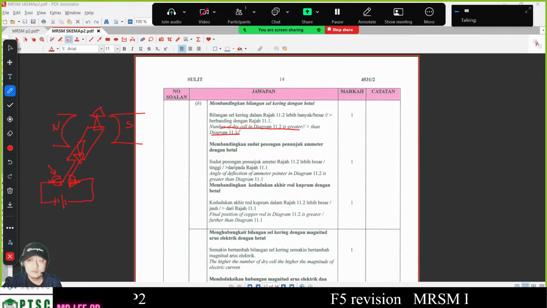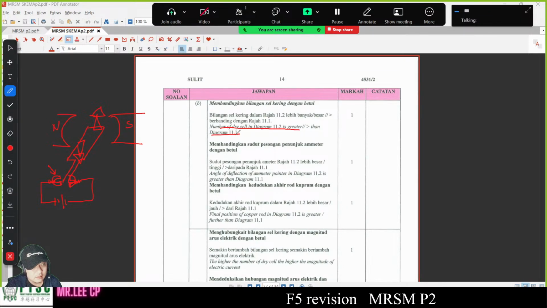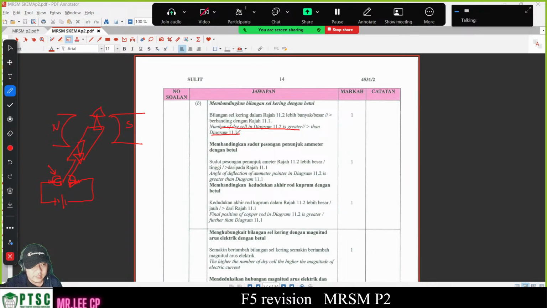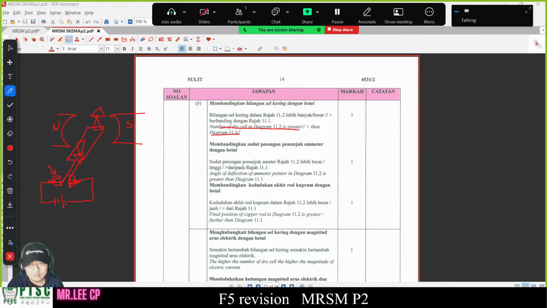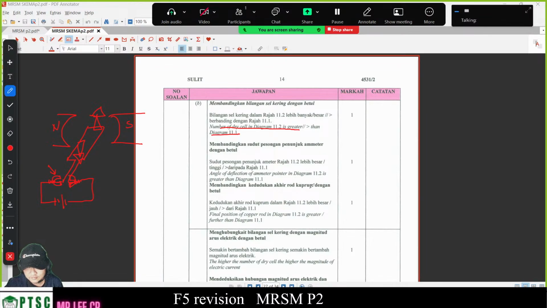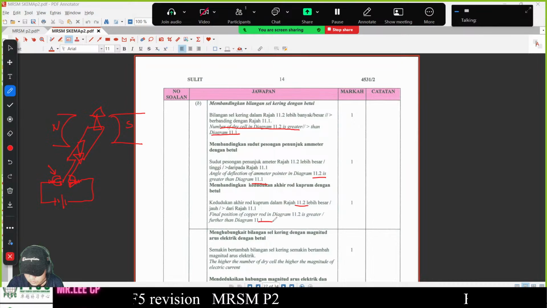So number of dry cell. If you said number of dry cell in the diagram is higher than, are you sure higher is correct? So greater is always correct. Higher and more, sometimes some of them are wrong. You be careful. 2 is more than 1. Okay.